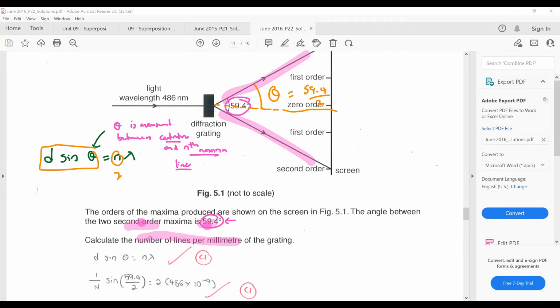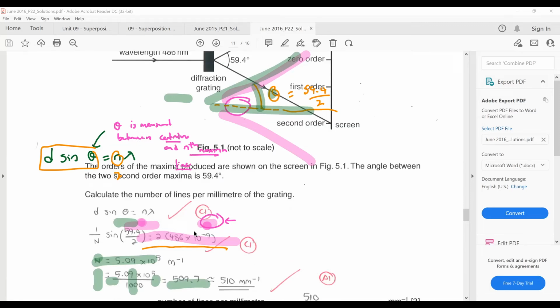So right now they want you to find the number of lines per millimeter. Use diffraction grating equation. Change d to 1 over n. Your angle, take half of it because you want this angle, measured from center line to the n order maximum line. And then you're talking about second order now, so this n is 2. Your wavelength, I think they already told you, 486 nanometer. So just sub everything in and you should be able to get the answer.